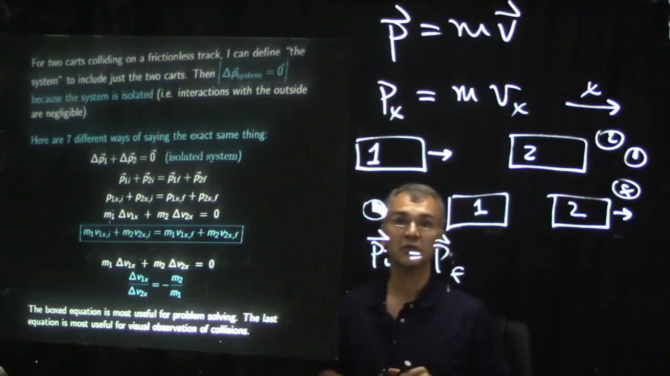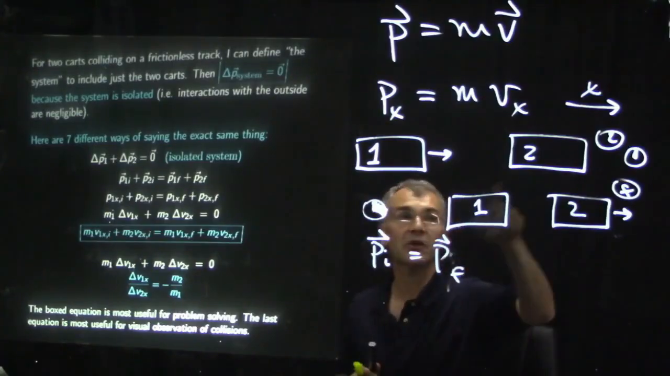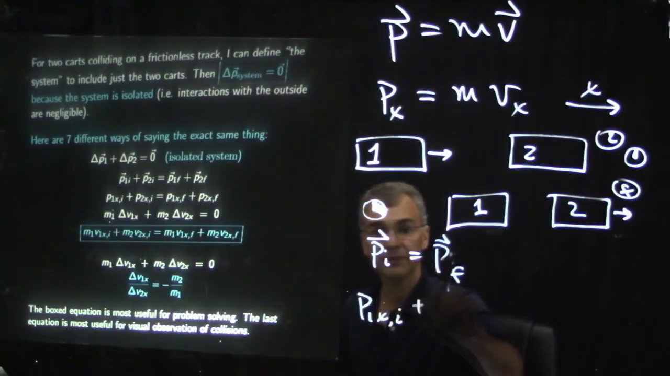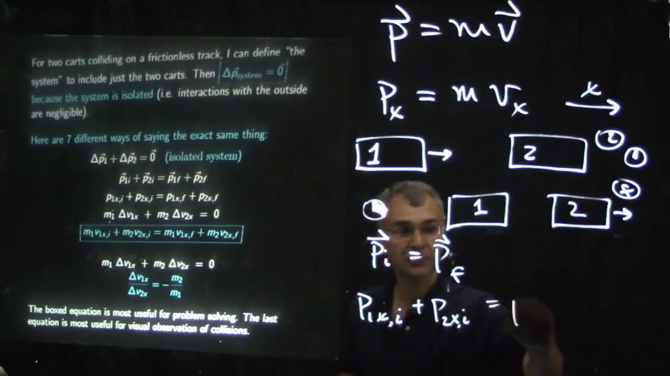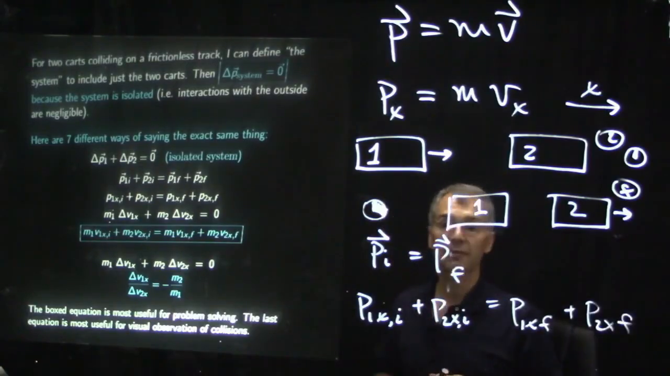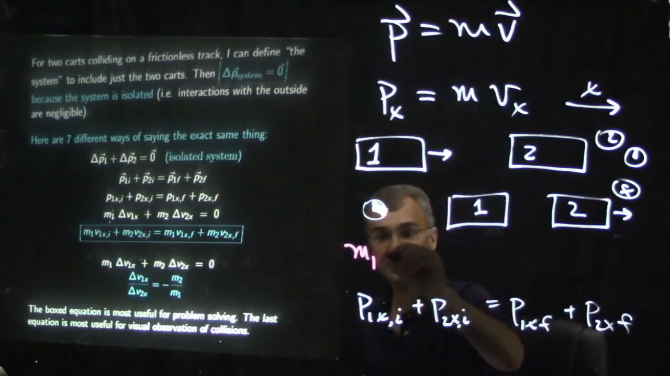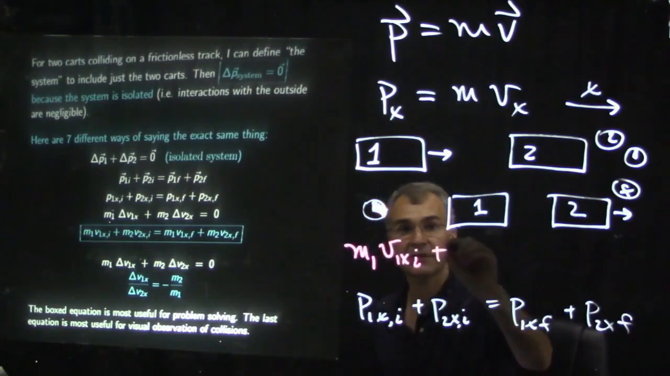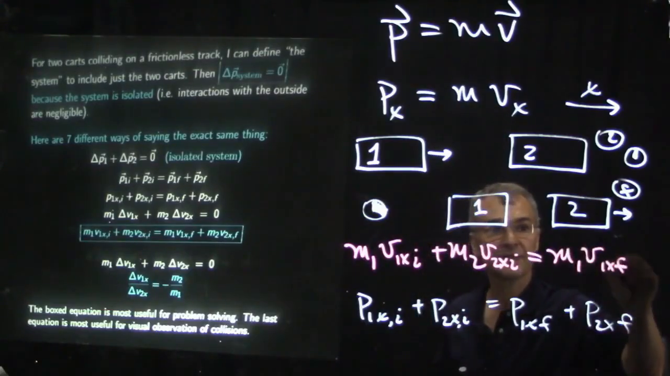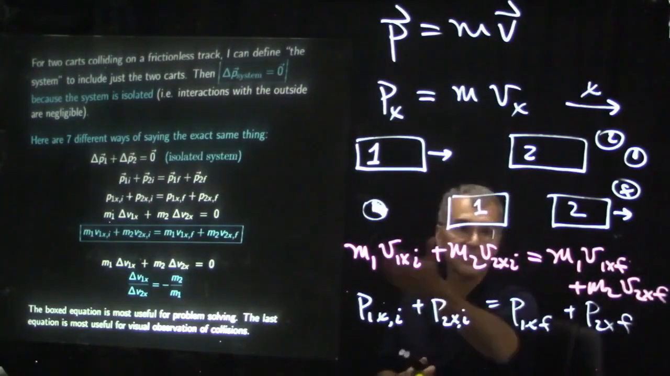How do we write that more carefully? First of all, let's just use x components. Let's also say the momentum is the momentum of cart 1 plus the momentum of cart 2. Then we will say P1x initial plus P2x initial equals P1x final plus P2x final. Momentum is mass times velocity. So then we can go one more step and we can say m1 times v1x initial plus m2 times v2x initial is m1 times v1x final plus m2 times v2x final. This looks like a little bit of a mess.